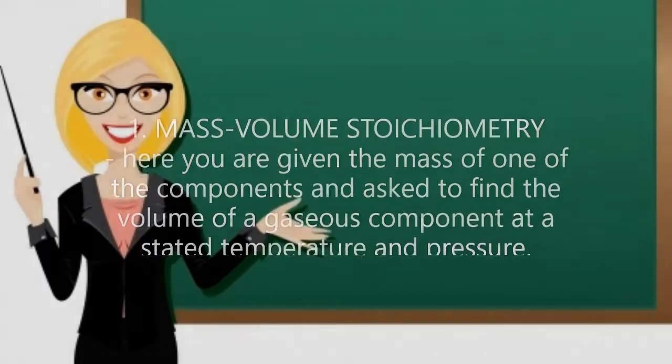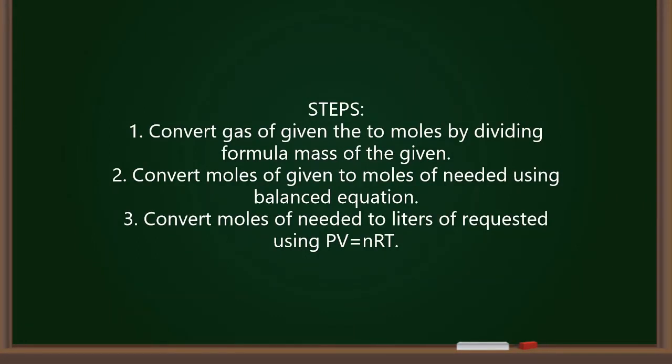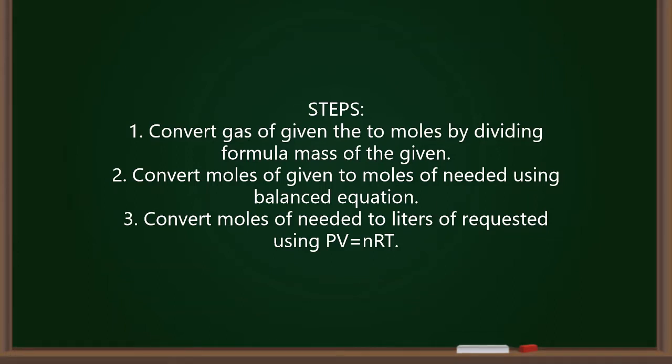So mass-volume stoichiometry has 3 steps. First one, convert the given gas to moles by dividing by the formula mass of the given. So we're going to convert mass to moles, or convert grams to moles. But before that, before tayo mag-continue sa atong steps, we must first balance our equation. Kailangan ma-balance na nato ang atong molecules so that we can proceed to solve our mass-volume stoichiometry.